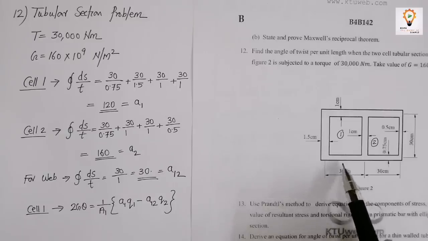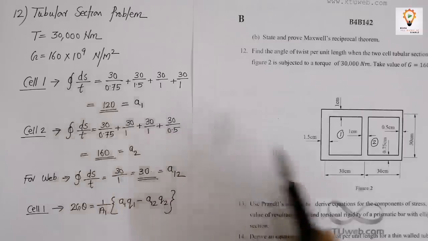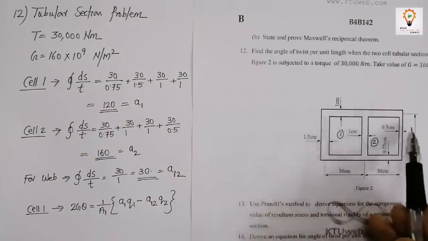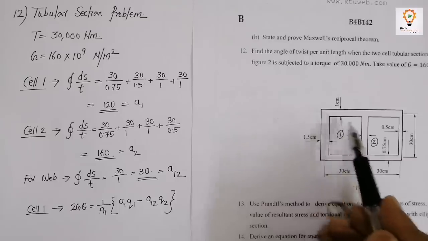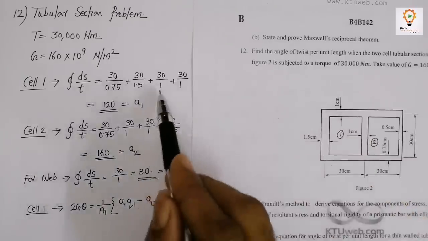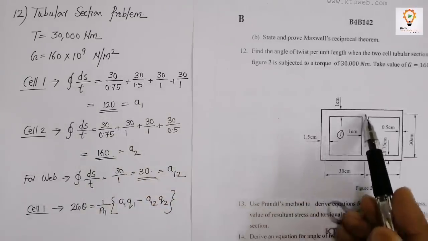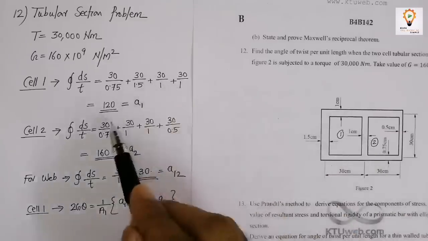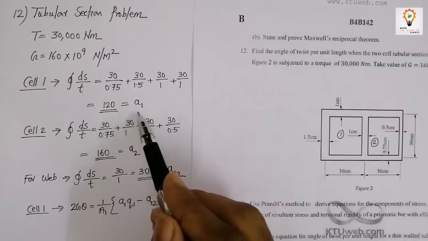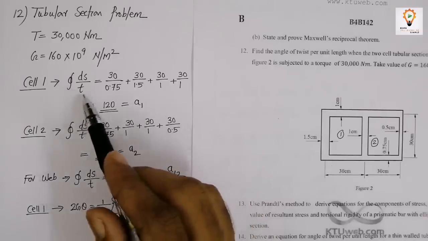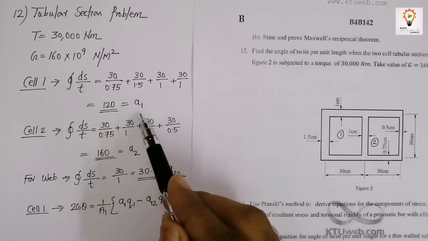30 divided by, now what is this thickness? This thickness is 0.75, which is given here. So 30 by 0.75 plus, this dimension is again 30, 30 by 1.5, plus this dimension is again 30 divided by 1, plus this dimension is again 30 divided by 1. So I will get the value 120, which I represent as small letter a1. Closed integral ds by t for cell 1 I am representing as a1.